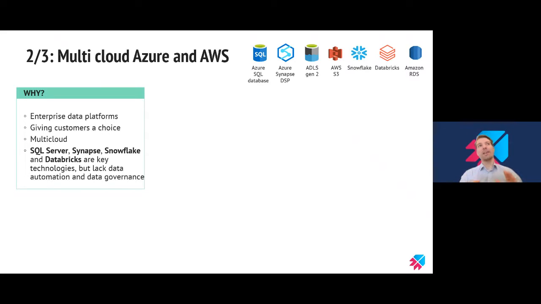Okay, secondly, multi-cloud, Azure and Amazon Web Services. Here we're looking at more enterprise data platforms. We're talking about multi-cloud enablement, and we've seen that technologies such as SQL Server, Synapse, Snowflake, and Databricks have been key technologies, but then also being able to give more choice to the customer of where their cloud infrastructure and data platform should be running.